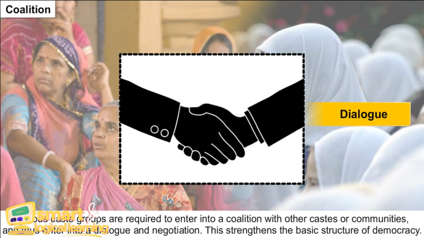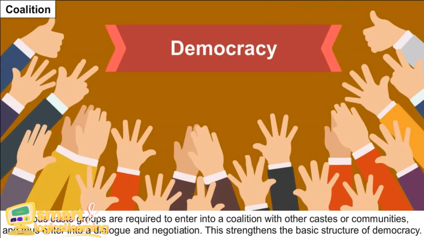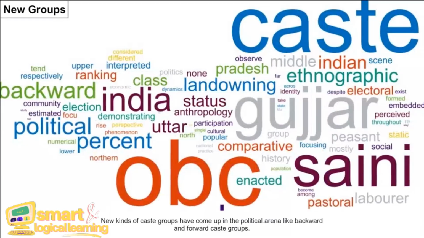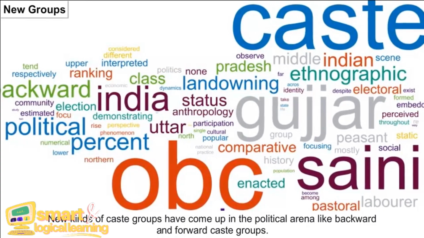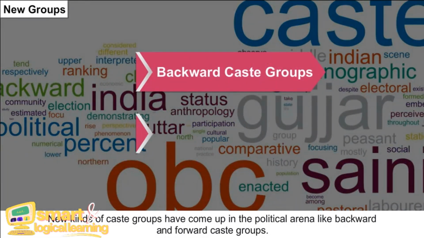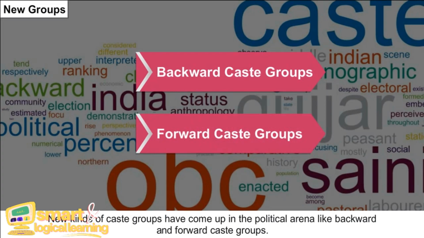enter into a dialogue and negotiation. This strengthens the basic structure of democracy. New groups. New kinds of caste groups have come up in the political arena, like backward and forward caste groups.